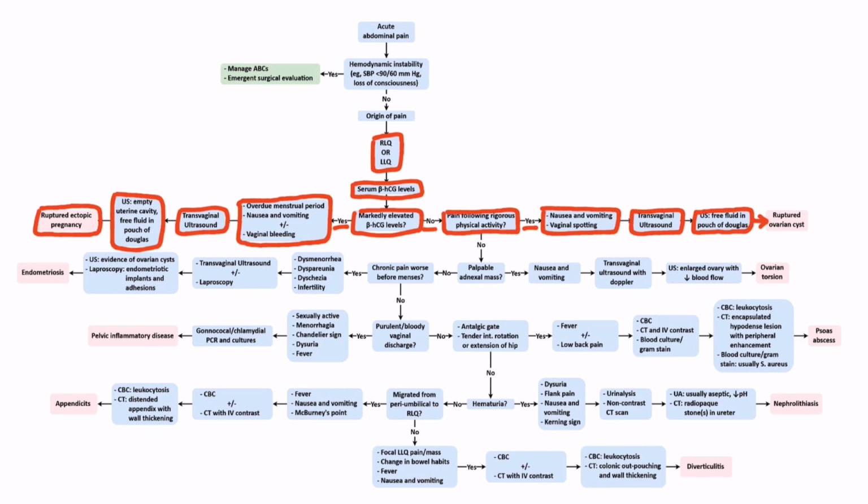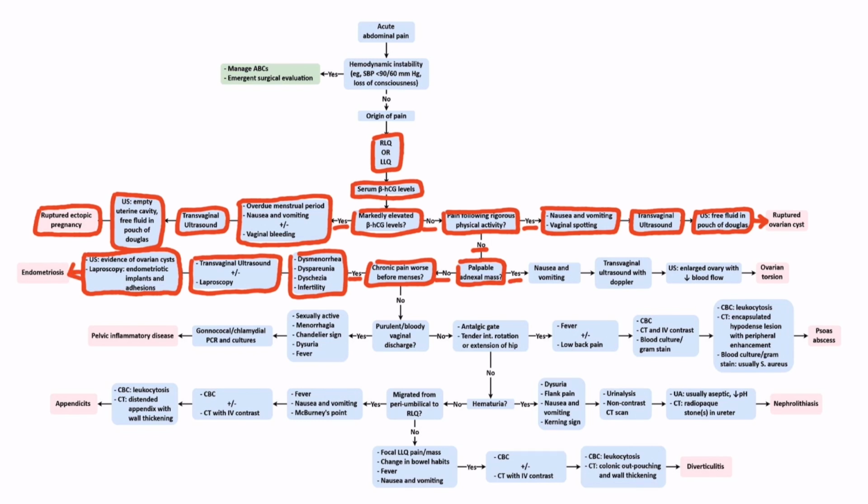Presence of right or left lower quadrant pain that is worse before menses should direct to a suspicion of endometriosis. This may present with dysmenorrhea, dyspareunia, dyschezia, and infertility. Transvaginal ultrasound or laparoscopy may be needed as a diagnostic tool. Ultrasound shows evidence of homogeneous ovarian cysts, while laparoscopy reveals endometriosis, implants, and adhesions.